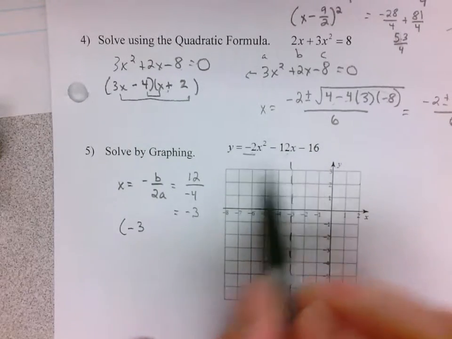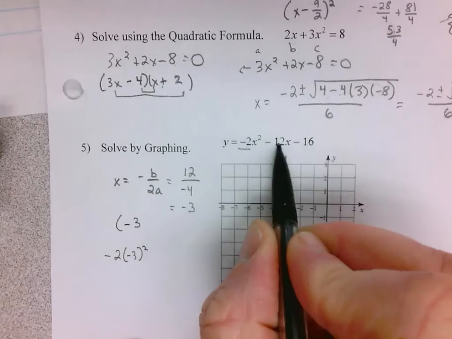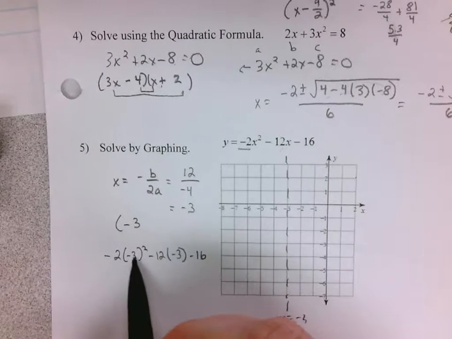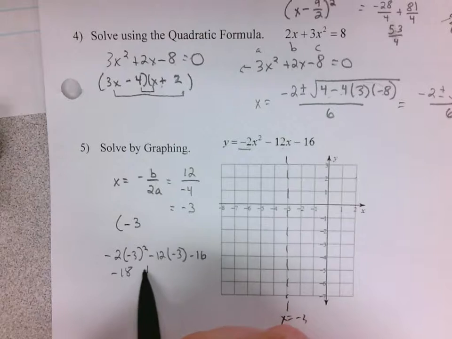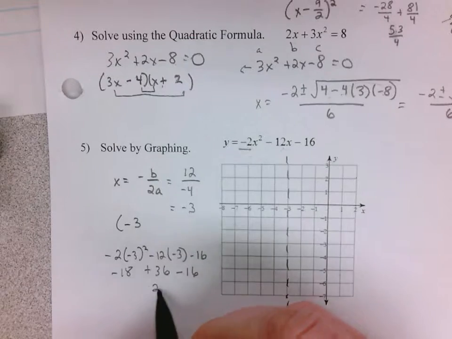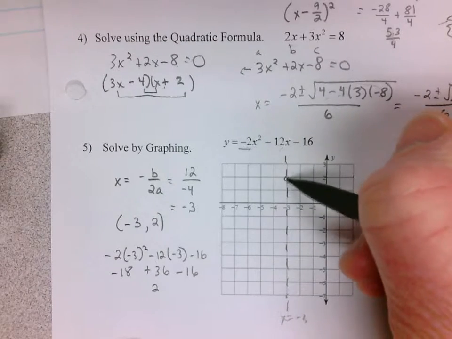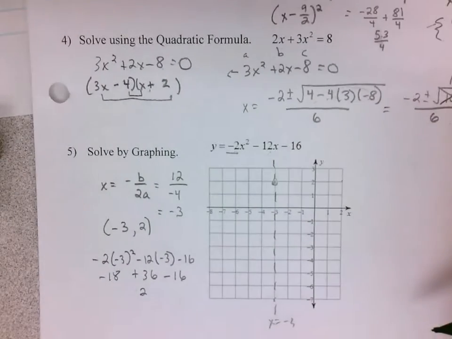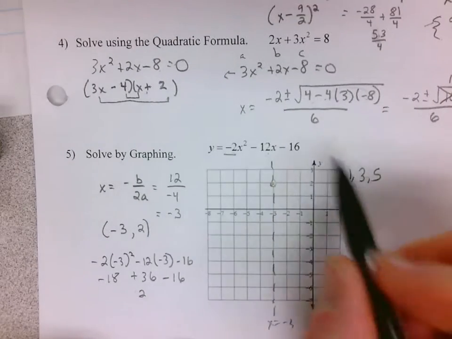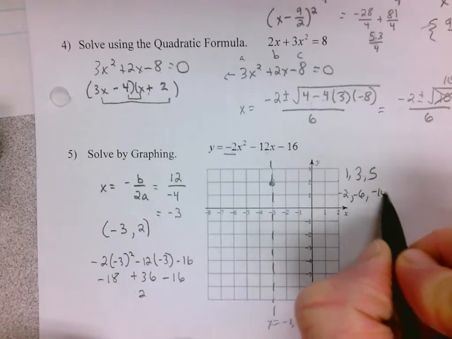And now I'm going to plug negative 3 back in to find y. So negative 2 times negative 3 squared minus 12 times negative 3 minus 16. So 9, negative 18 plus 36 minus 16. So that's positive 2. So there's the y-coordinate. So negative 3, positive 2. Here is my vertex. And now I'm going to use the 1, 3, 5 rule to graph. Since there's a negative 2, multiply everything by negative 2. So it's negative 2, negative 6, negative 10.